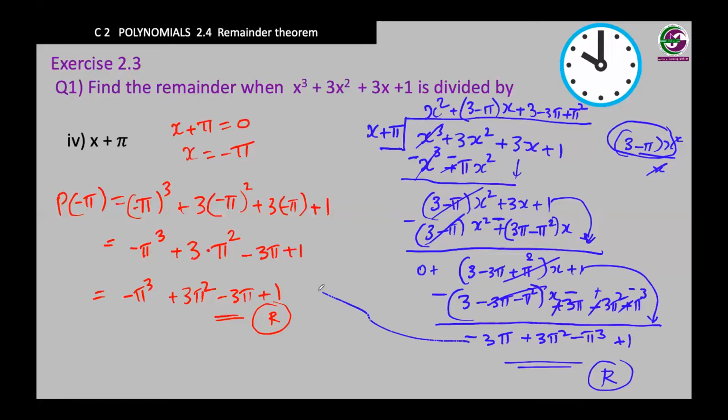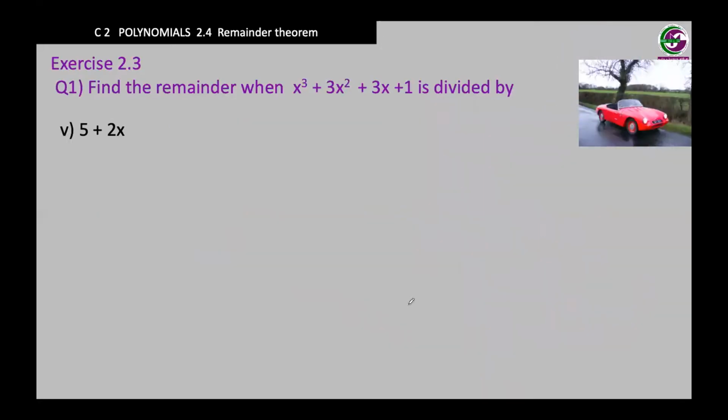here. When you rearrange, minus pi cube is the first term here. Then we have plus 3 pi square minus 3 pi plus 1. This is how you get when you rearrange. Minus pi cube plus 3 pi square minus 3 pi plus 1. Again, we have a remainder which is not 0. So this is not a factor of the given polynomial. Now let's see the fifth part of it.